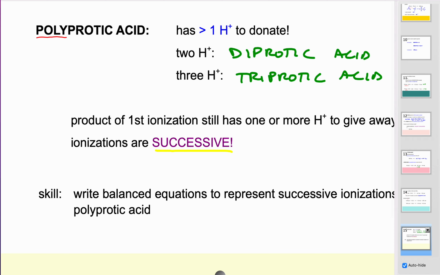And I believe that's all I want to say about acid-base theories. In our next section, we will talk about acid-base reactions.